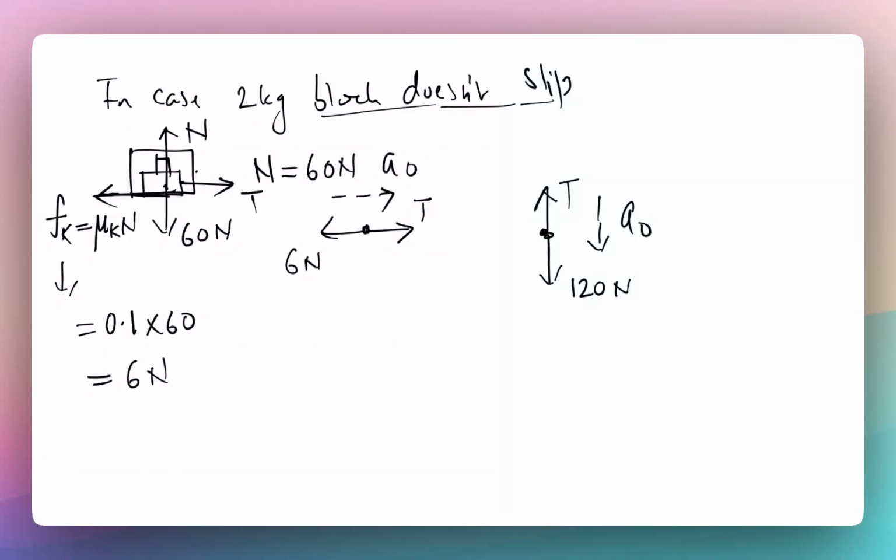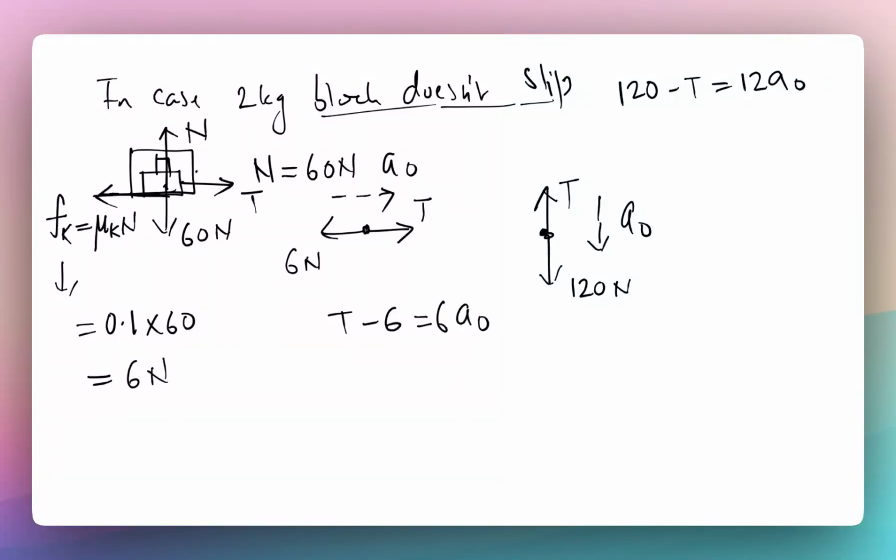So this is going to be acceleration downwards. We start with 120 minus T with mass 12 into a naught. That's our equation number 1. And equation number 2 is going to be T minus 6, right? T minus 6, and the mass here is going to be 6 kgs into a naught.